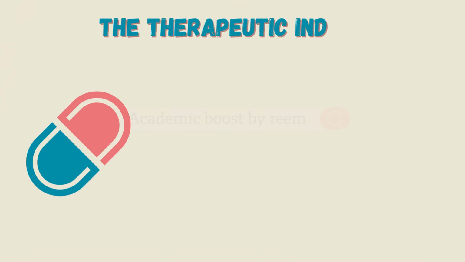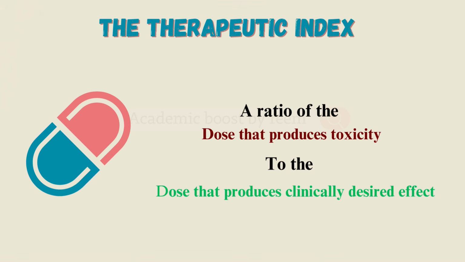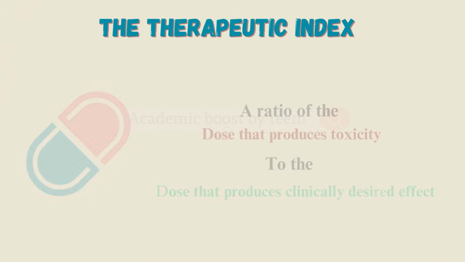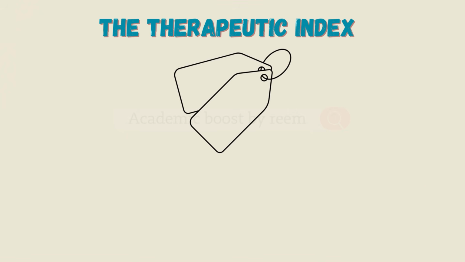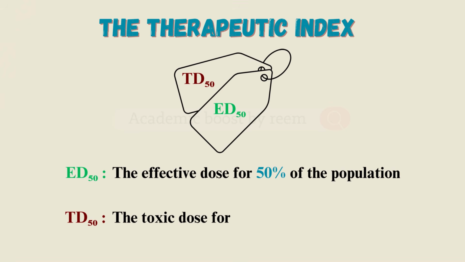The therapeutic index of a drug is a ratio of the dose that produces toxicity to the dose that produces a clinically desired effect. We use two key terms, TD50 and ED50. ED50 is the effective dose for 50% of the population. TD50 is the toxic dose for 50% of the population.